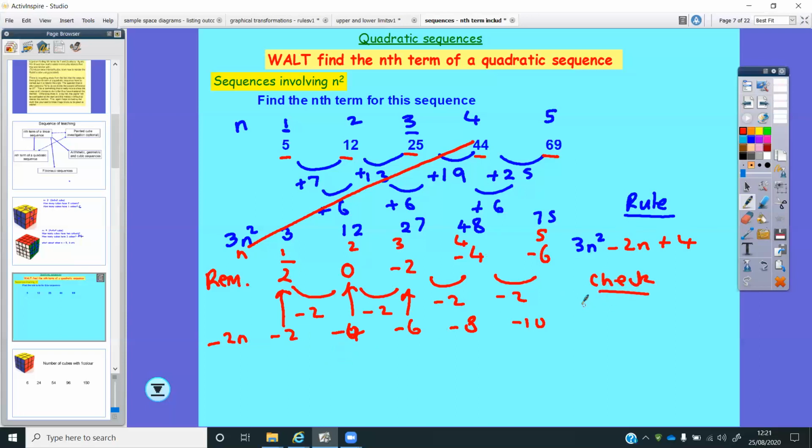Okay, I'm going to choose n equals 3. So just choose one that you've got in there. So 3 times 3 squared minus 2 times 3 plus 4. 3 times 3 squared is 3 times 9, that's 27. Minus 6 plus 4, and that gives me 25. And that's what we've got there. So that's how I would teach it.